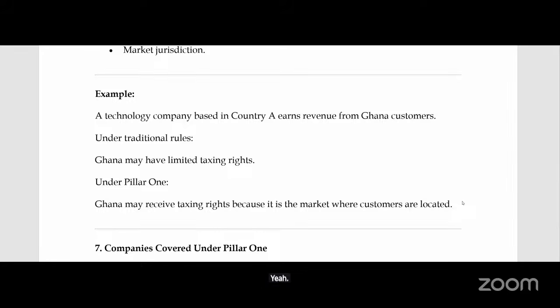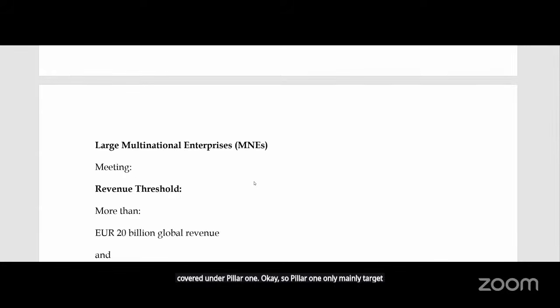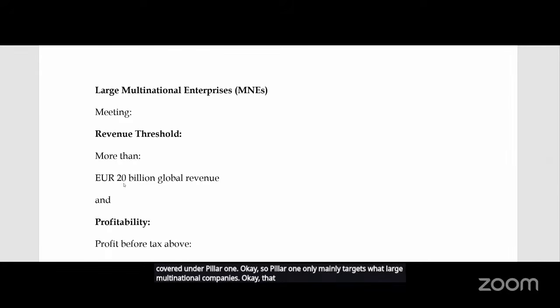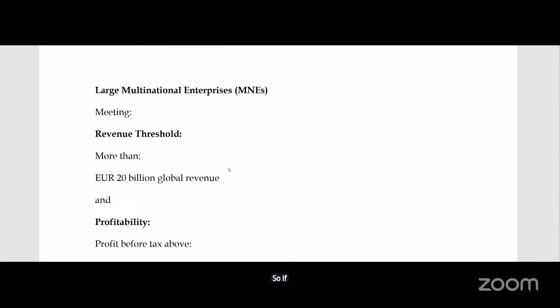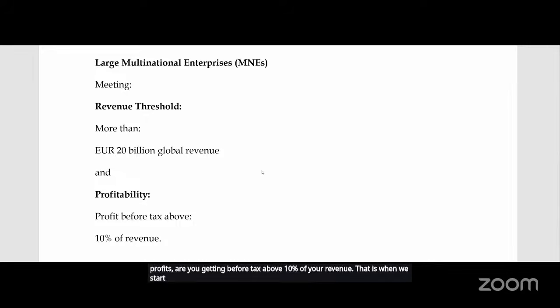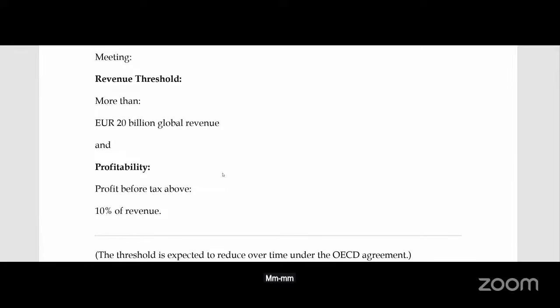Yeah. Good. So companies covered under pillar one. Pillar one mainly targets large multinational companies that meet a revenue threshold of more than 20 billion euro global revenue. Pillar one will apply when you make at least 20 billion global revenue and you make profits before tax above 10% of your revenue. That is when we start applying pillar one. Make sense? Don't forget this: 20 billion euro, and then more than 10% profit of your profit before tax.